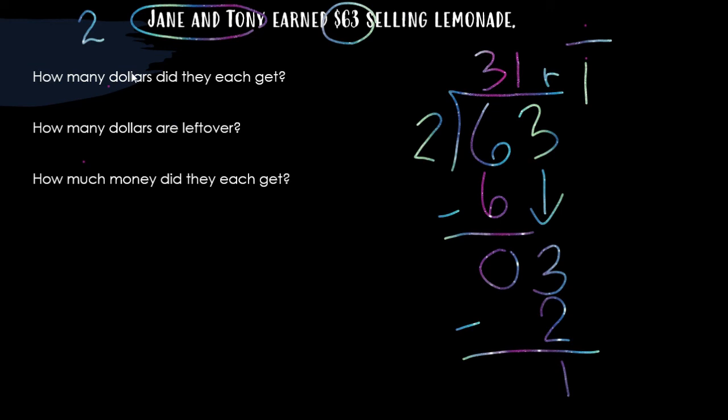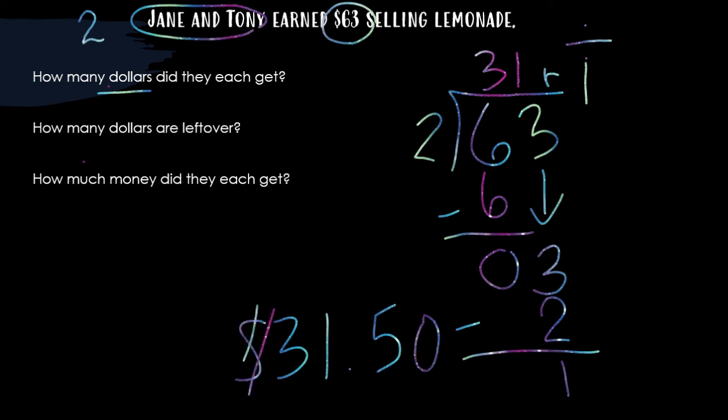Okay, so let's go back to each of the questions to analyze what part of our quotient we are being asked to provide. So the first question says, how many dollars did they each get? Well, I notice that it says dollars. It's not asking for change, because in this case, in money, I can take this leftover dollar and split it into 2 groups. So they would get $31 and half of another dollar each, which is 50 cents.